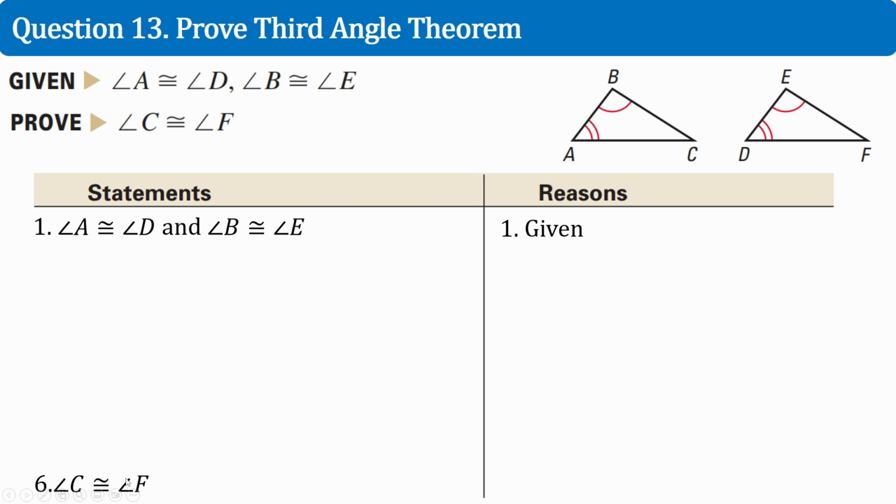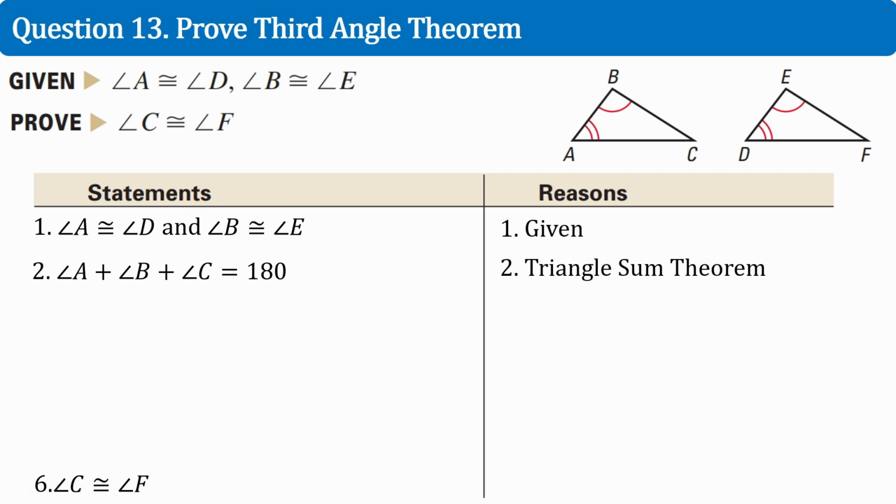Okay. We can use our traditional triangle sum because look, we have two angles, so we could always get a third. So we can say angle A plus angle B plus angle C equals 180. And the reason why is because of that theorem, the triangle sum. We did that for this triangle, so let's do that for the other triangle. So we can say angle D plus angle E plus angle F equals 180.